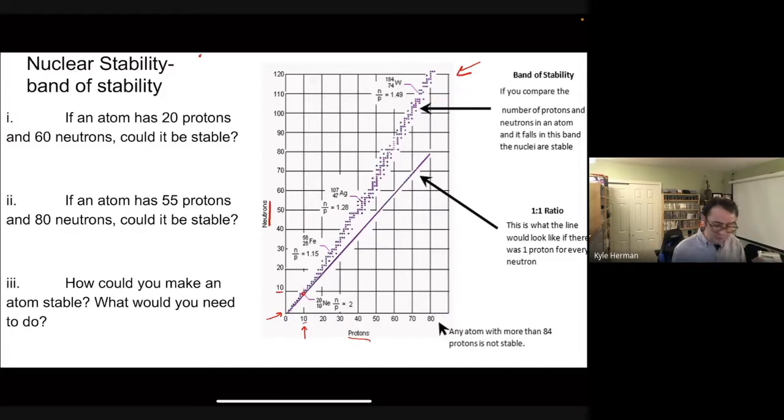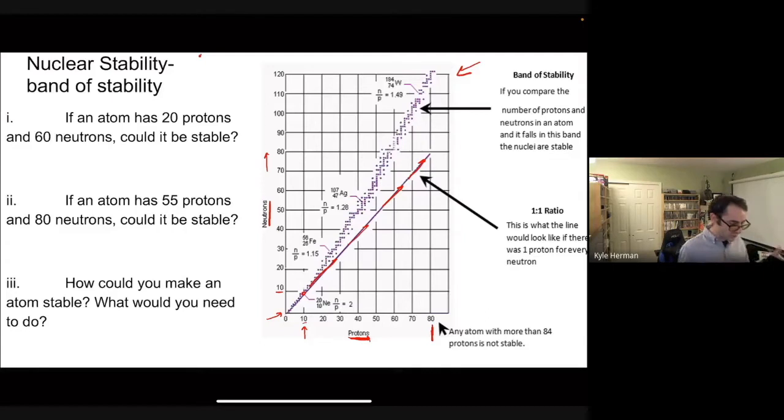So you can see that in the beginning, there's a 1-to-1 ratio of the number of protons to the number of neutrons and their stability. But as it increases, that 1-to-1 ratio doesn't really work out as well, meaning you need more neutrons for fewer protons for it to be stable. And then eventually they're just not stable once they get above 84, as they said in that video.